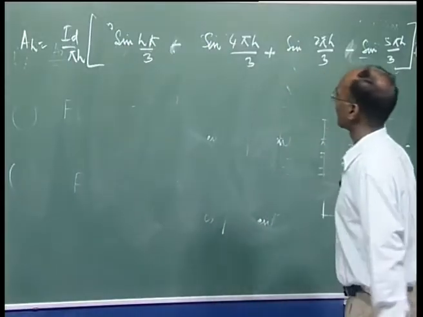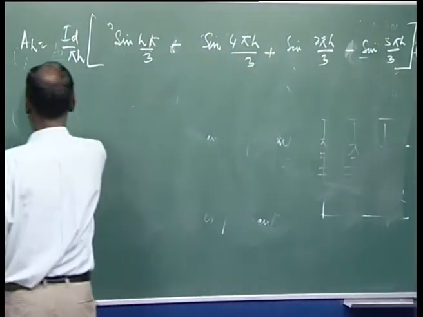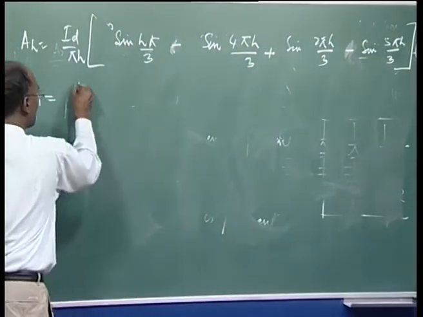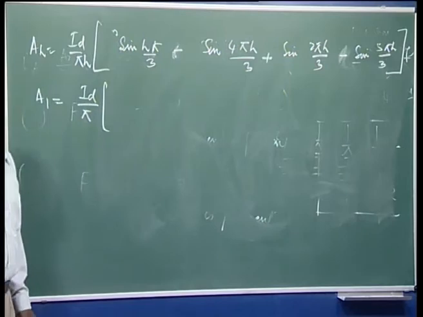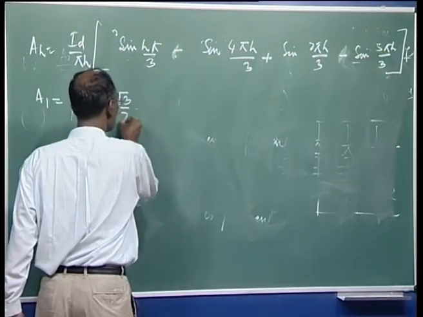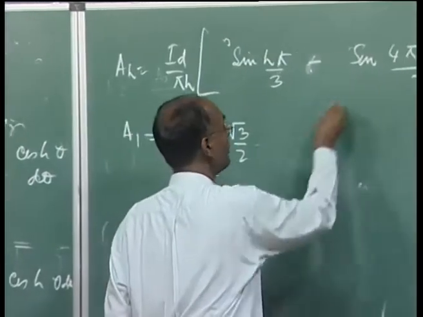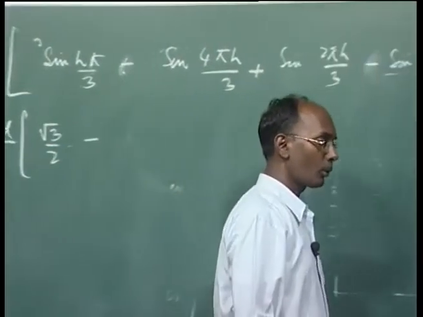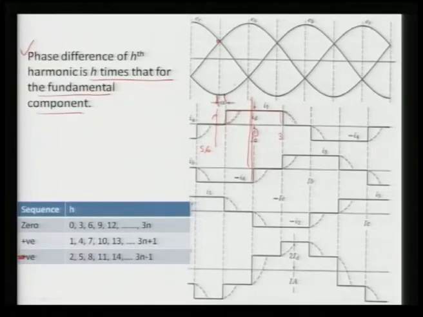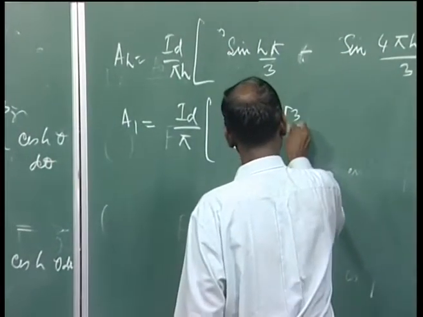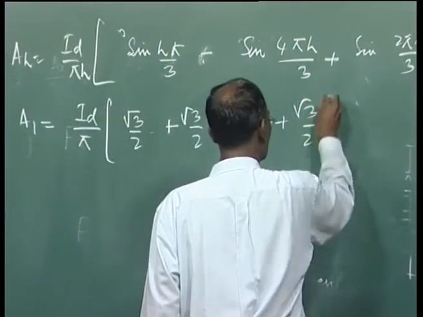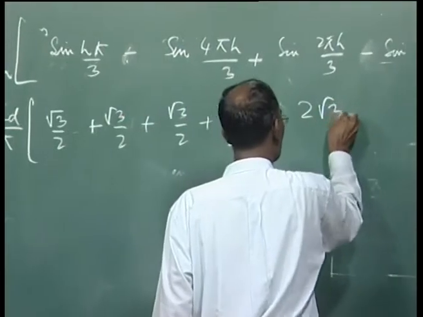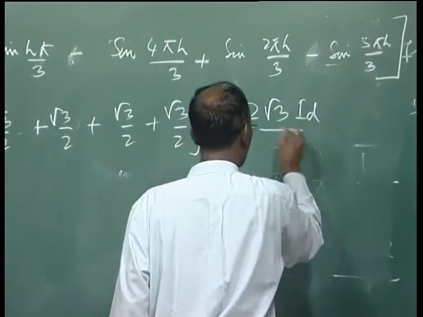Now for simplicity, this is your A1. So I can say it is ID upon pi, h is 1 here. Here we are going to have sine pi by 3, and that means under root 3 by 2. Now sine 4 pi upon 3, what will be this value? This will be plus under root 3 by 2, this will also be under root 3 by 2, and this will also be under root 3 by 2. So we are going to get 2 under root 3 ID by pi.